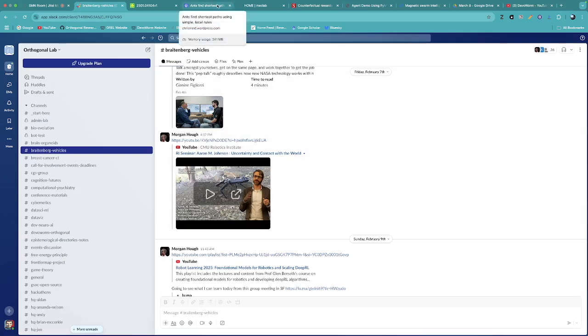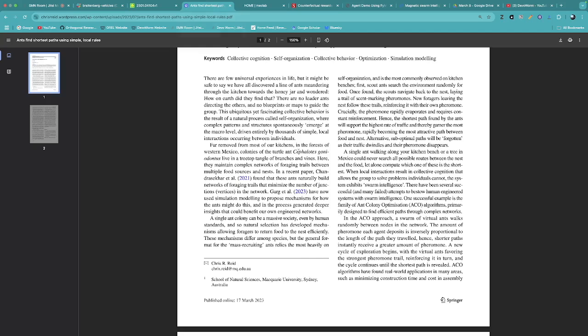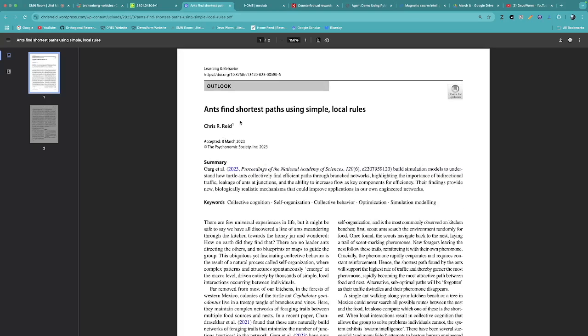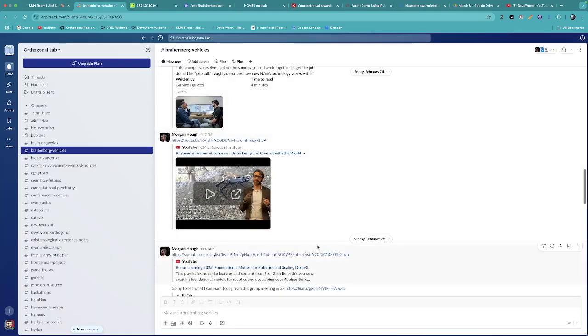Yeah, I think this was the Chris Reed paper, Ants Find the Shortest Paths. It talks about these different components in turtle ant colonies. Bidirectional traffic is one of them. So that's bidirectional information. And so that's interesting, but that's of course another example. World models, definitely outside the realm of simulated models into the real world.